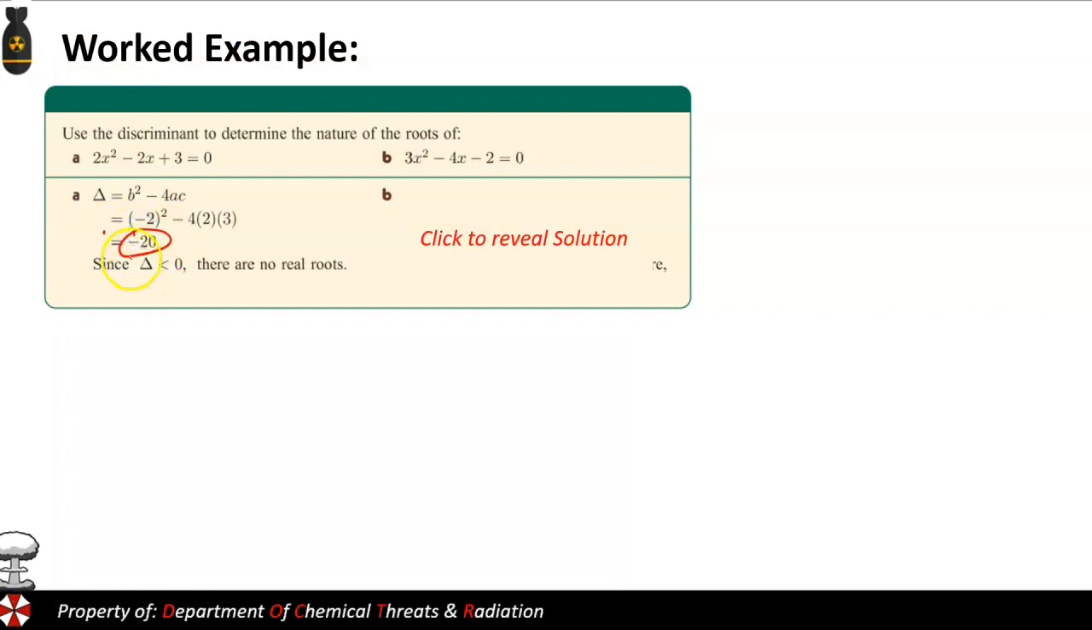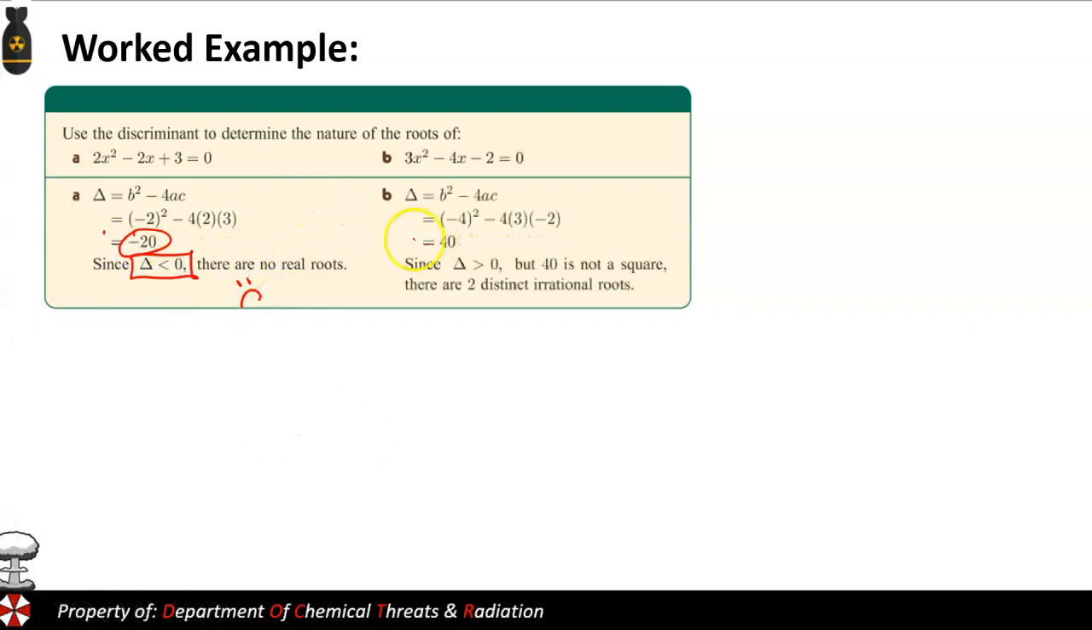Negative 20. Therefore, as it's less than 0, no solutions. On the next example, we find that the discriminant here, delta, equals 40. 40 means delta is greater than 0. It's not a square, so there are two distinct roots. So, two roots. Good, two solutions.